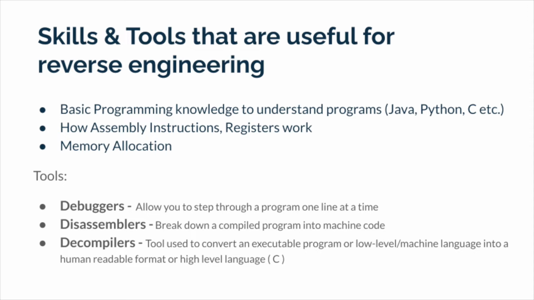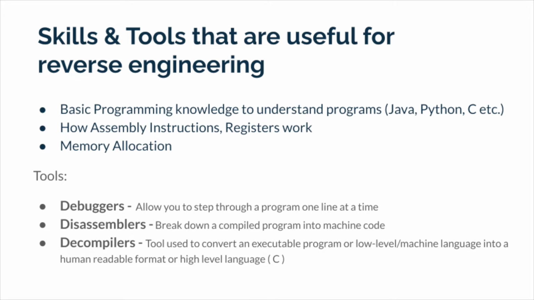It's important to have a basic programming knowledge to understand how programs work. So it's important to be able to, at the minimum level, read some code like Java, Python, C. It's important to understand how assembly instructions and registers work. It's important to understand how memory allocation works. And there are some tools that can really help you analyze these problems in these softwares.